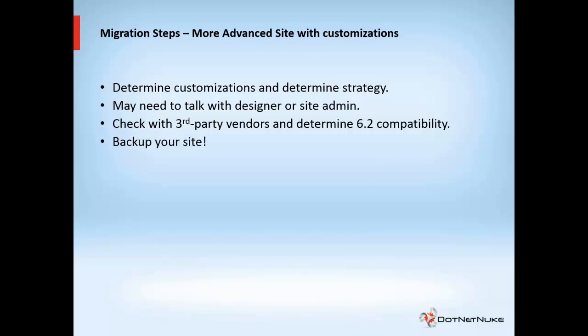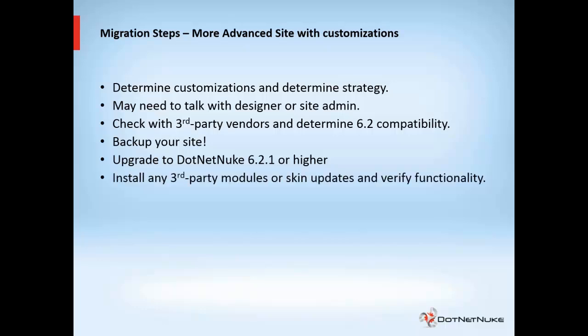Then once you have those items figured out and you have a good process, that is when you go through the regular steps. So you back up your site, upgrade to 6.2.1 or higher, install any of the third-party module and skin updates, and verify the functionality. Make sure that the third-party modules that are compatible with 6.2 actually work with 6.2. Do the same thing with your skin updates. Just make sure that everything works as intended.